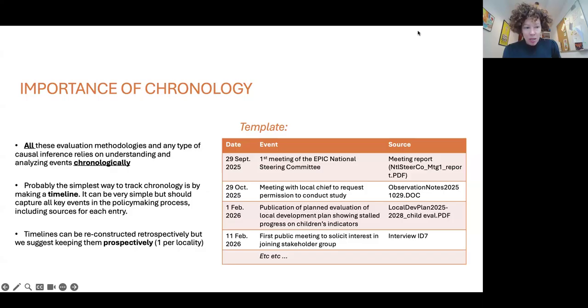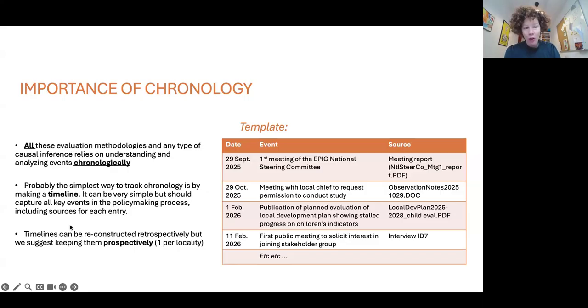So timelines, while they can be reconstructed retrospectively, I would suggest that we try to keep them prospectively for each locality. It doesn't have to be a very time-consuming process. It's just keeping track of key events. So I put a template here with an example: you show the date, the event, such as the first steering committee meeting, a meeting with the local chief, the publication of some key document, and then you just write the source. What can you refer back to say that this really occurred? And so it's as simple as that.